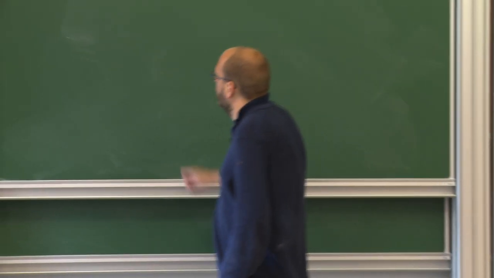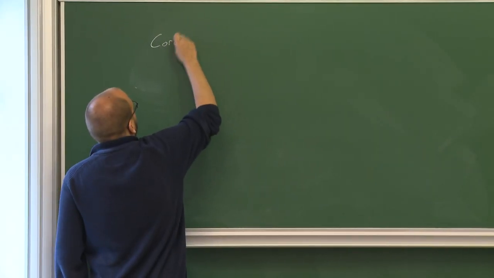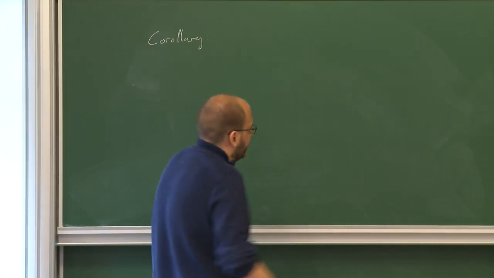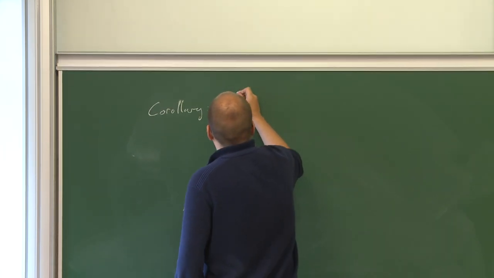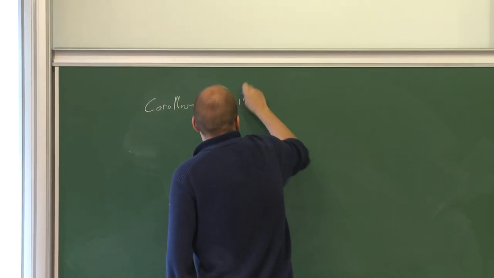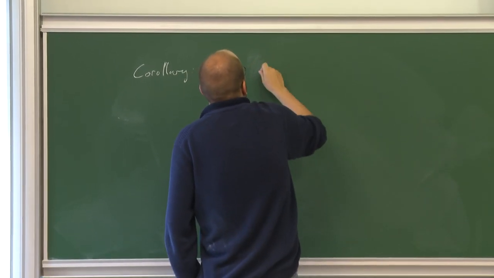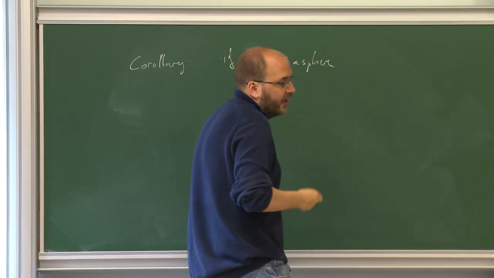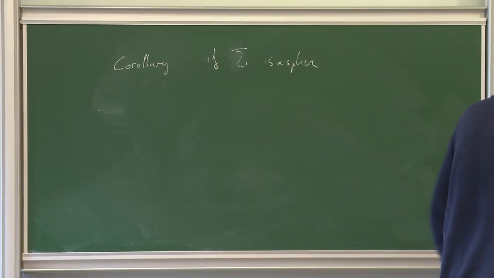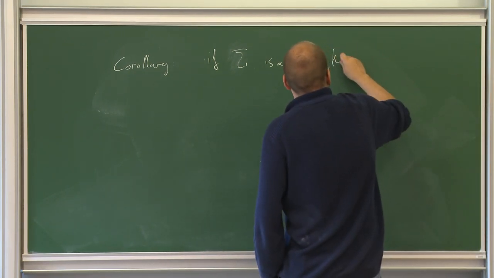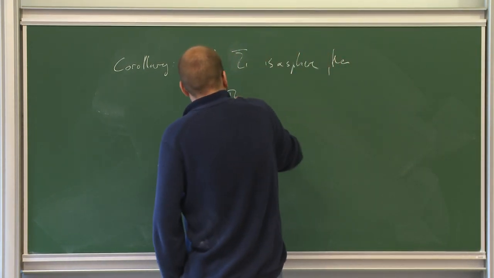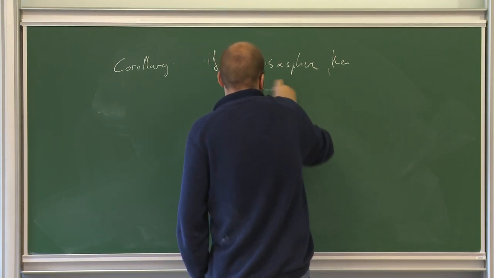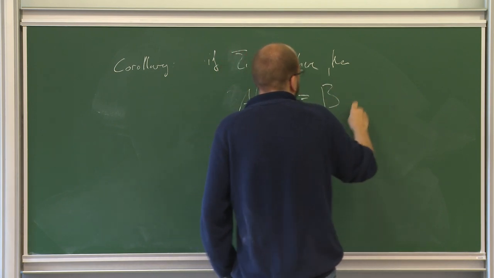All right, so corollary. What are nice cycles? If sigma is a sphere, then you take just the fundamental class as a cycle. Then A of sigma is just B of the fundamental class.